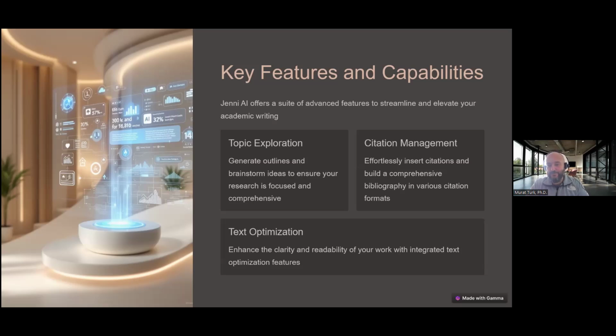With Jenni.ai, you will be able to insert your citations with one click, and you can just create a comprehensive bibliography in different citation formats, basically APA, Chicago, Harvard, and many other citation formats that you can integrate. And you can also, I will show you that as well. You can also use it with your reference management tool. My favorite one is Zotero. So I'm going to show you how to integrate Jenni.ai and Zotero in terms of this citation management.